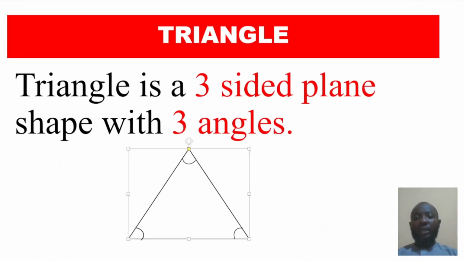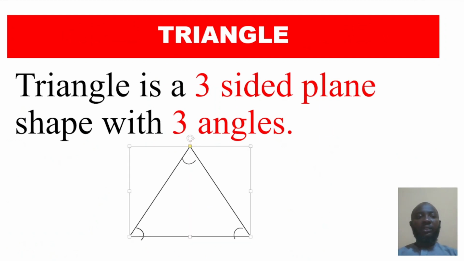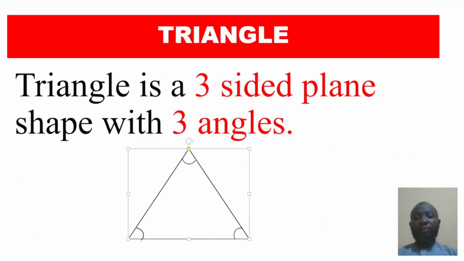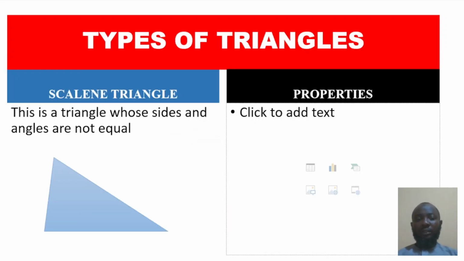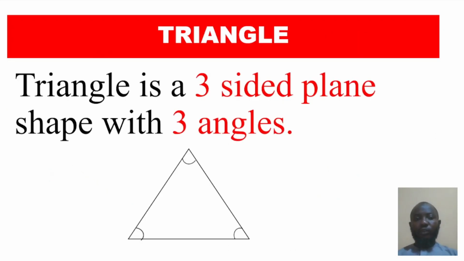Triangle, as you can see, is a plane shape with three sides and three angles. So a triangle has three sides and three angles.